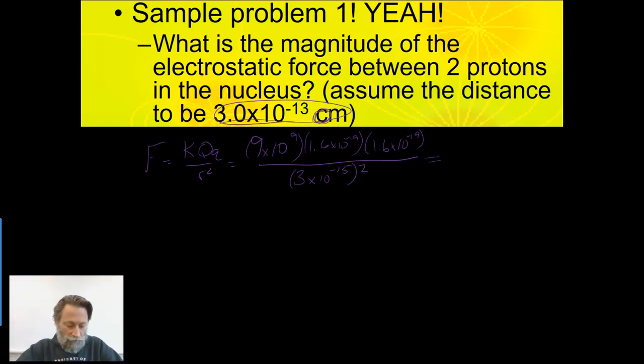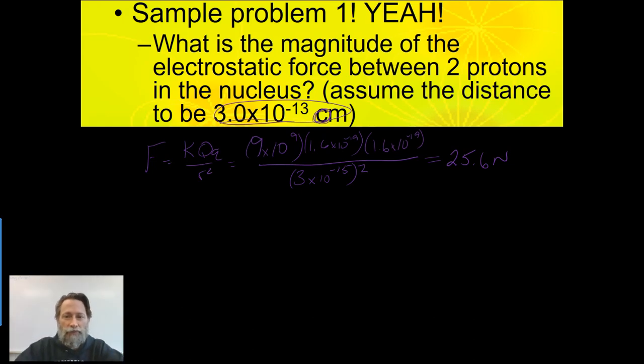whenever you plug it in. So when we do that, if you punch all that in, you should get a force of 25.6 newtons. And notice that's a really, really big force for two objects so small that you can't even see them. We can only look at them through electron microscopes. So 25.6 newtons ends up being the force for that.